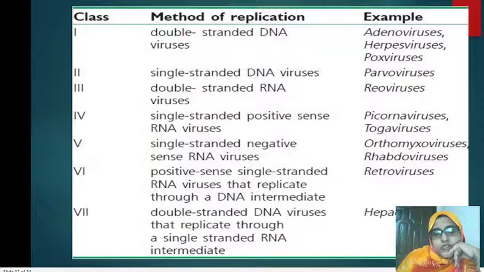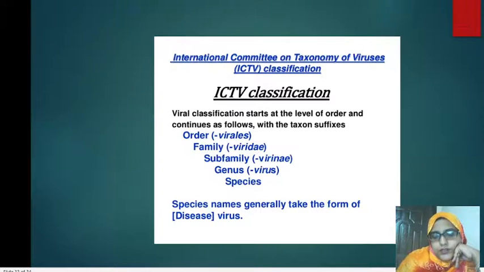If we are using double-stranded DNA with reverse transcriptase, then we have an intermediate form of RNA. If we are using RNA with reverse transcriptase, then we have a DNA intermediate. Both are reversed. Different examples you have seen here: adenoviruses, herpesviruses, poxviruses, parvoviruses, reoviruses, as I told you, respiratory enteric orphan virus, picornavirus, togavirus, orthomyxovirus, rhabdovirus, retrovirus, and hepadnavirus.